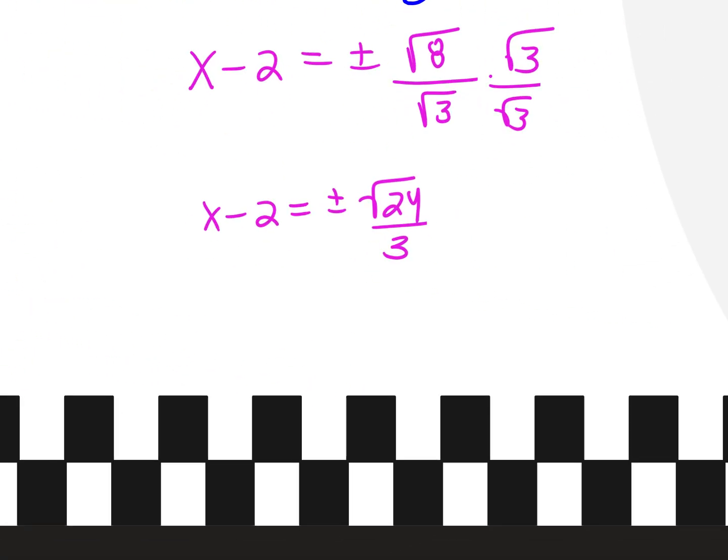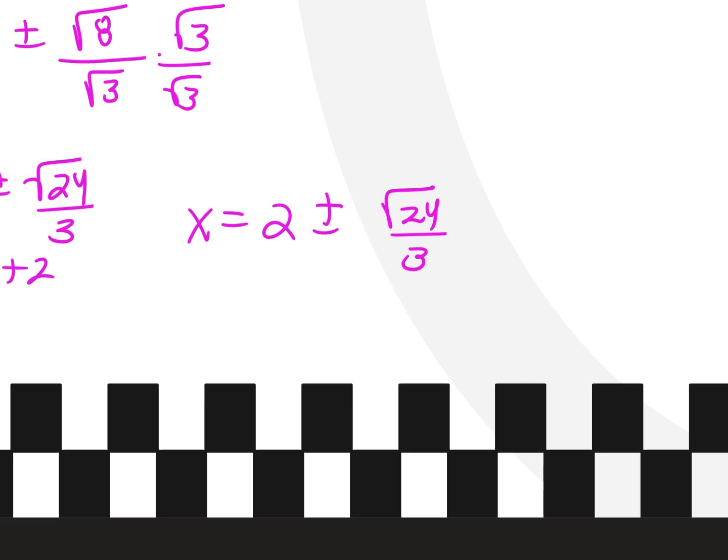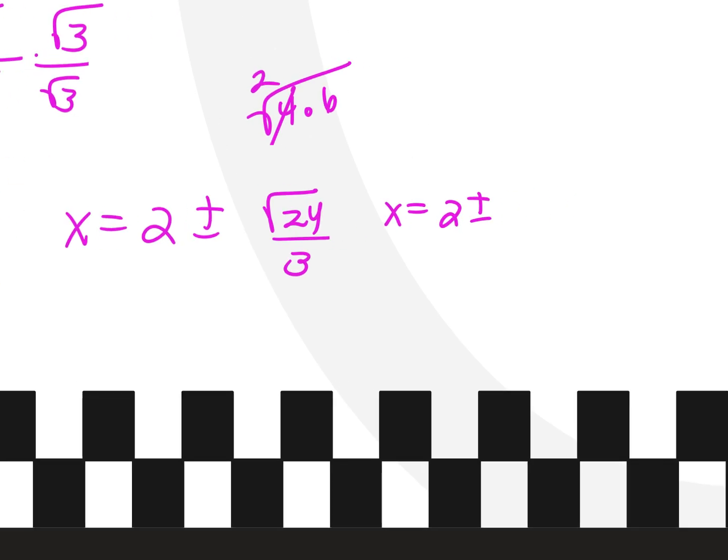So if we proceed from here, guys, we're going to add 2 to both sides. So I have x equals 2 plus or minus the square root of 24 over 3. What's the next thing I need to do? What do I have to fix? The 24. The square root of 24 is the square root of 4 times 6, correct? Yes? So I'm going to take that 2 out. So your answer is x equals 2 plus or minus 2 square root of 6 over 3.